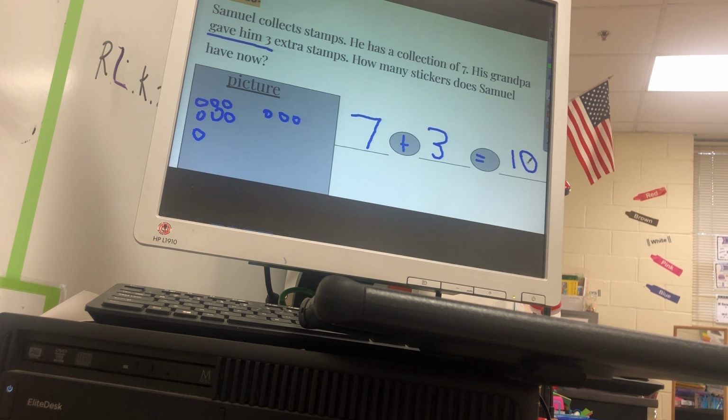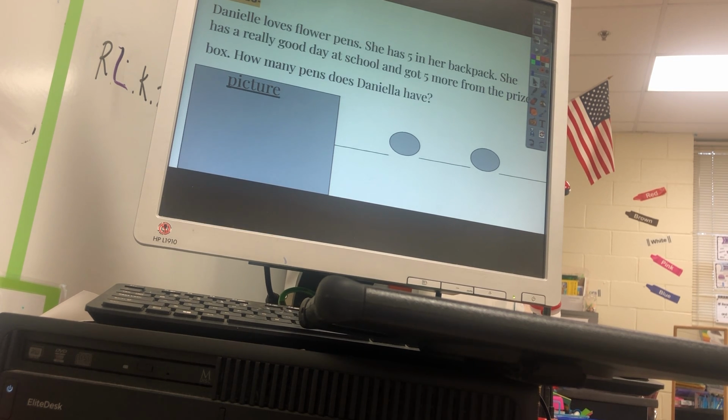That is the picture as well as the equation that you should have on your paper. Give yourself a pat on the back. You did a wonderful job. Good job, friends. All right, let's do another one of those.